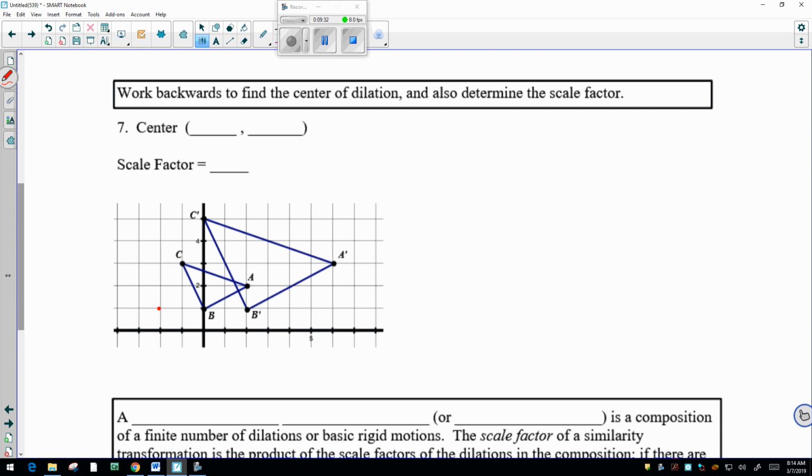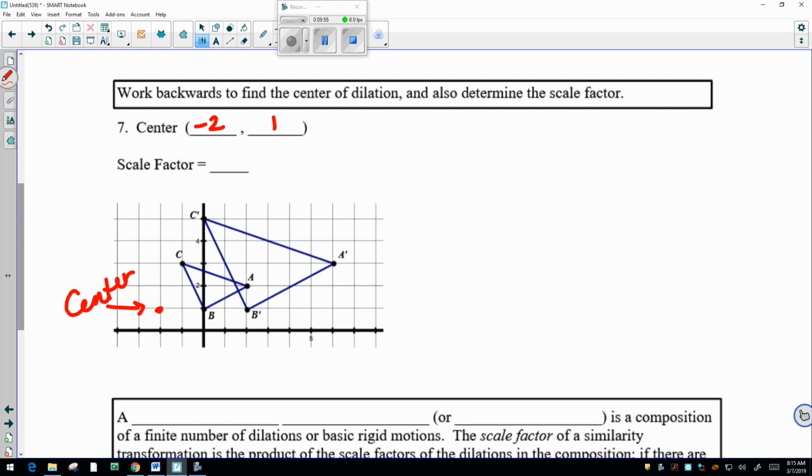I'm going to try that with A and see, does that remain the same? So I'm going to go down 1, left 1, 2, 3, 4. So I'm going to try it again. Go down 1, left 1, 2, 3, 4. And it looks like we have found our center of dilation. Okay, so our center is going to be located at -2, +1.